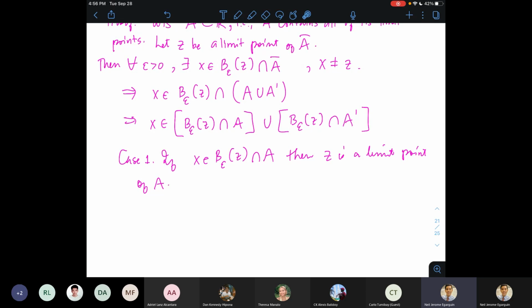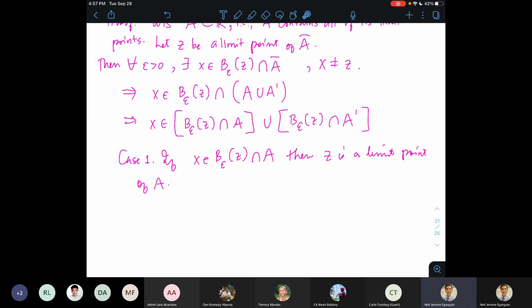So be careful. Nice try, Denmark. Though we need to be very particular about it. Yung nasasabi natin na limit point, siya yung center ng epsilon neighborhood. So Z is a limit point of A because we found an element different from Z, namely X, that belongs to the intersection of the epsilon neighborhood and the set A.